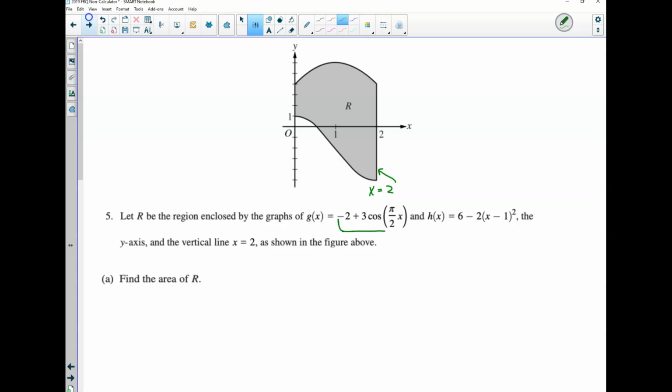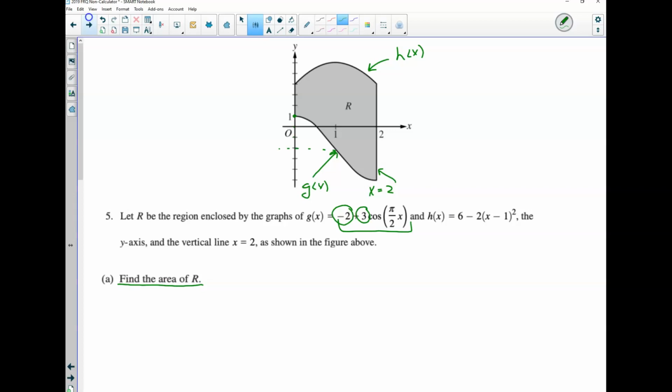I love my trig functions, so I'm thinking this is a vertical shift down 2 where my cosine would typically start here, and I started an amplitude of 3, which is 1, 2, 3. Therefore, I know this bottom is my g of x function, which means my top is my h of x function, right? And all they want is the area. And they're going to make you integrate it, too.